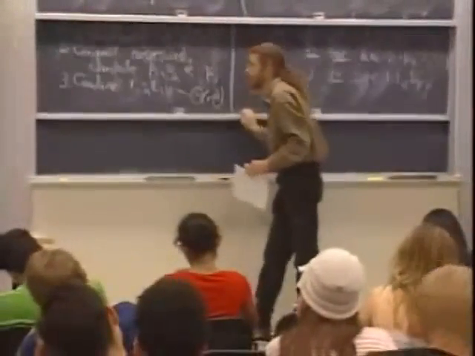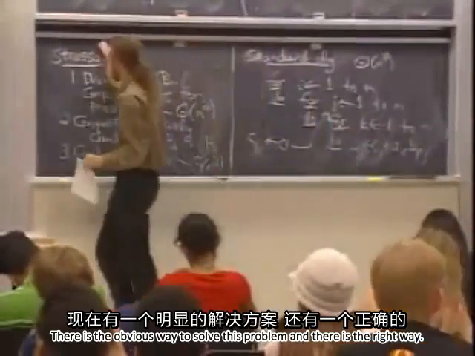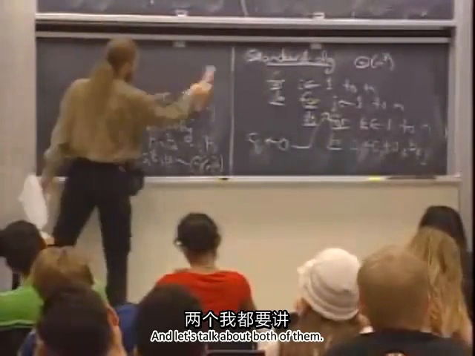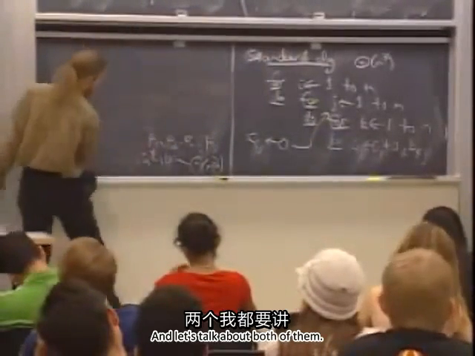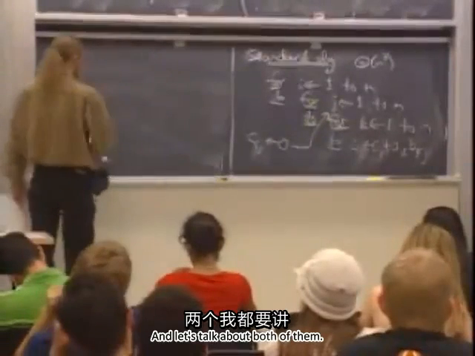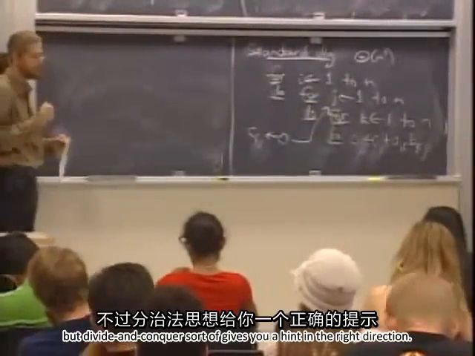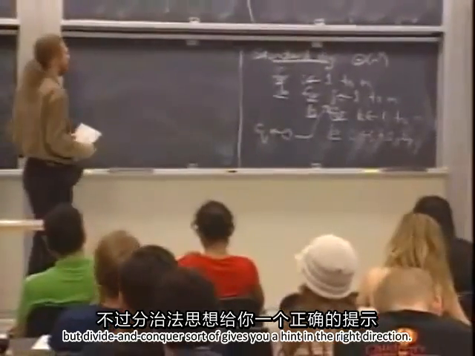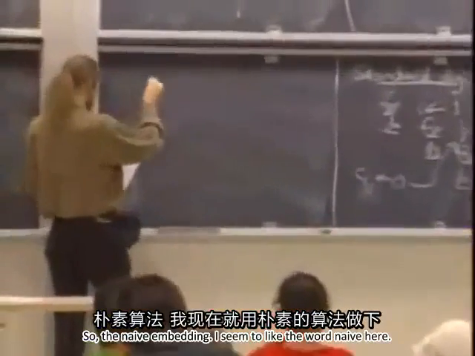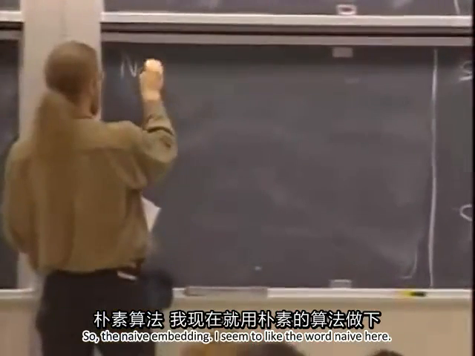So there's the obvious way to solve this problem, and there's the right way. Let's talk about both of them. Neither of them is particularly obvious, but divide and conquer sort of gives you a hint in the right direction. So the naive embedding, I seem to like the word naive here.